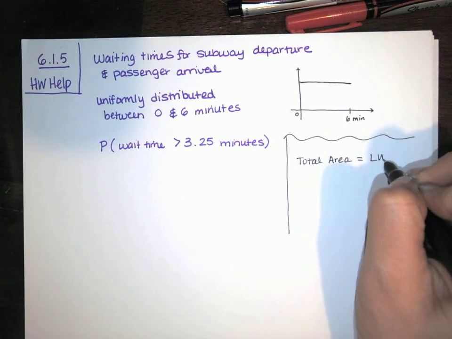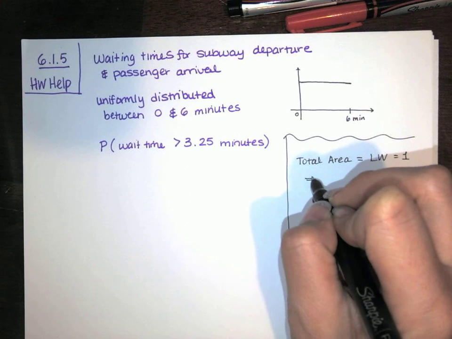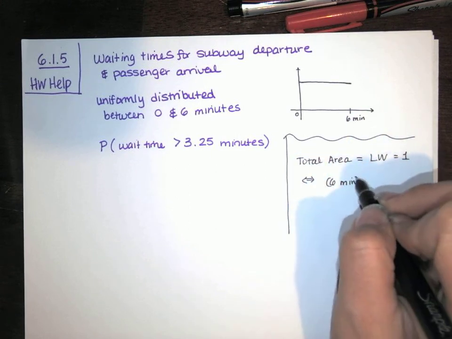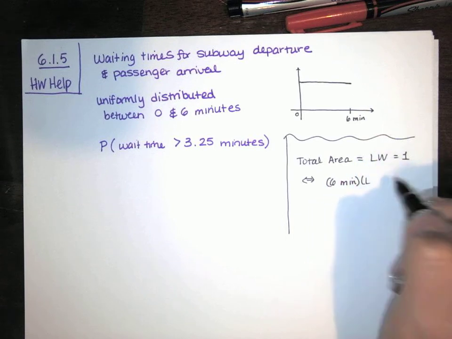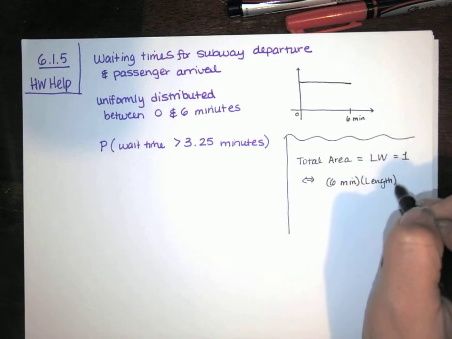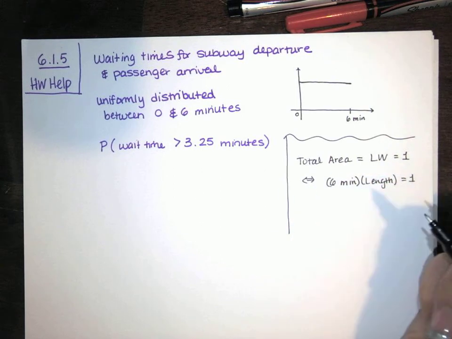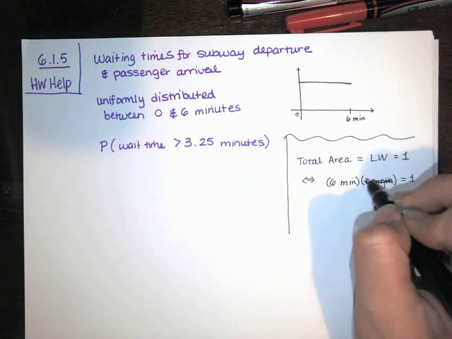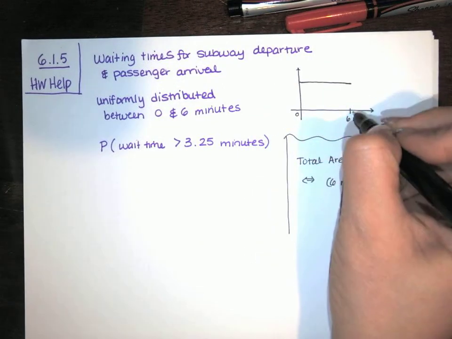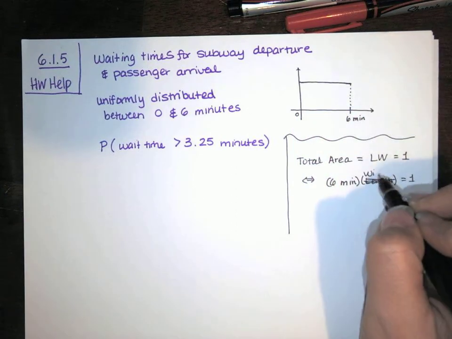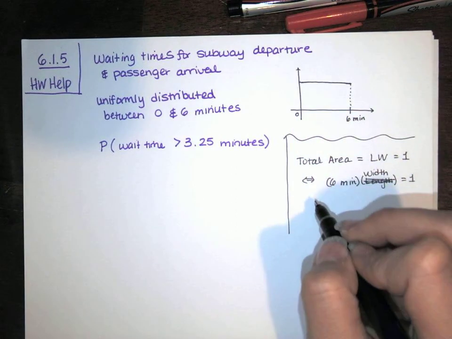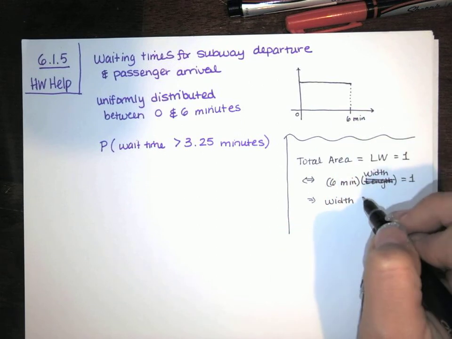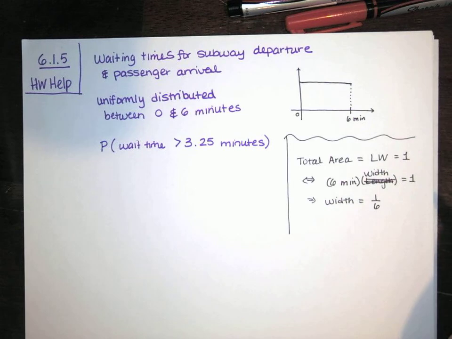this is going to be length times width, and that has to equal 1. The only way that will happen is if 6 minutes times the length is equal to 1. Now I wouldn't worry too much about the units here. Or I said length. I guess what I mean is width. Sorry. So 6 times that width, or that height if you prefer, has to be 1. So we'll divide both sides by 6. You can call it width or you can call it height. Width has to be 1/6.